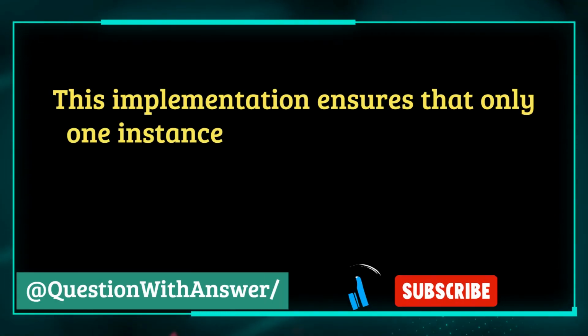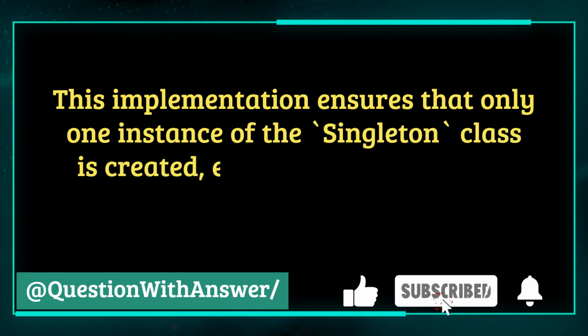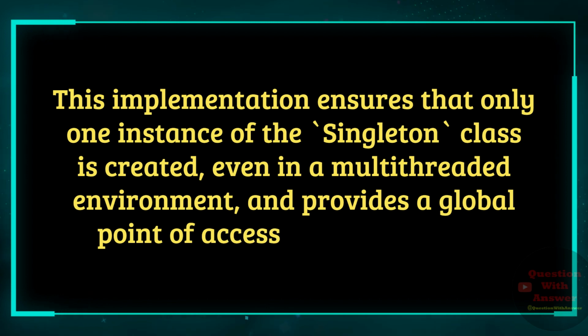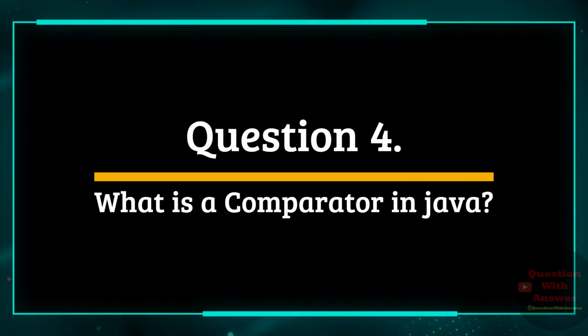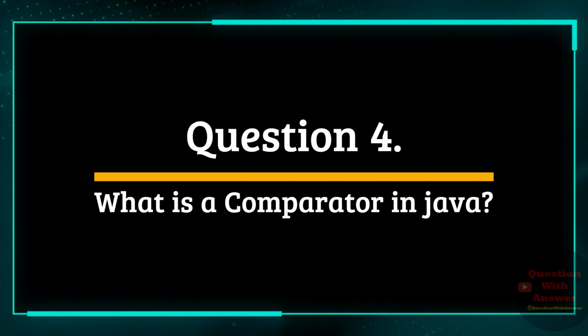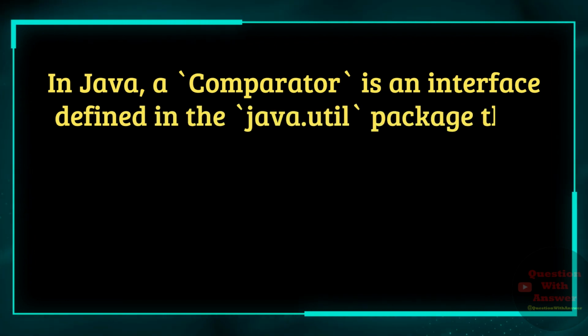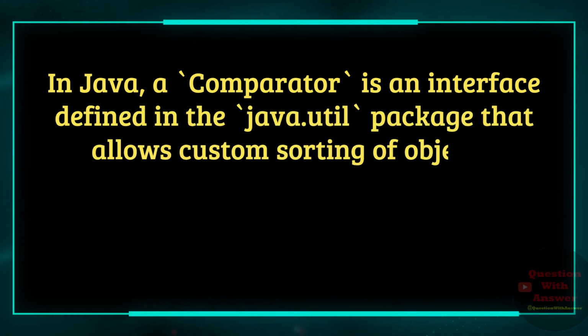This implementation ensures that only one instance of the singleton class is created, even in a multi-threaded environment, and provides a global point of access to that instance. Question 4. What is a comparator in Java? Answer. In Java, a comparator is an interface defined in the java.util package that allows custom sorting of objects.